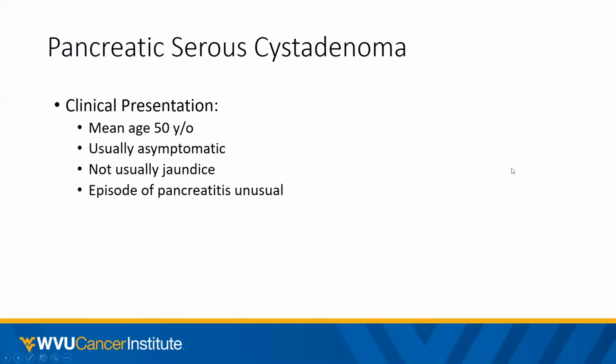So when we think about pancreatic serous cystadenomas, these are benign cystic lesions that are most common around 50 years of age. They tend to be asymptomatic. It would be very rare to have jaundice associated with these types of cysts. And in contrast to the pseudocyst, generally these occur in the setting of no history of pancreatitis.